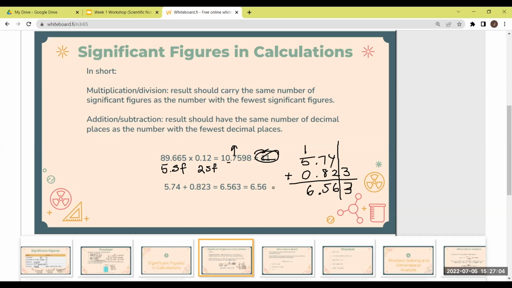So the answer before we take into account significant figures will be 6.56 because this is going to be the least amount of decimal places in the number. And then when we record our number, we only keep these 3. So that's how the answer becomes 6.56.